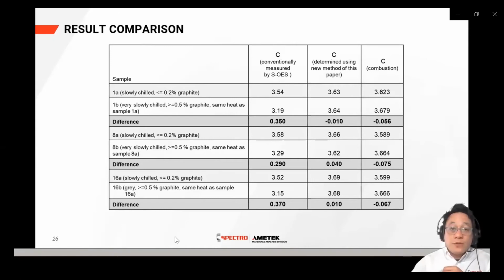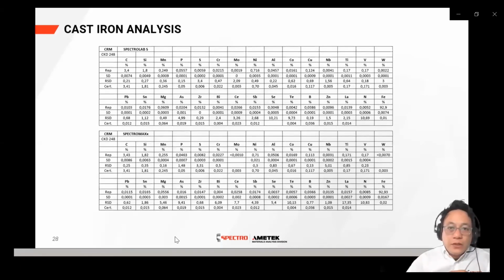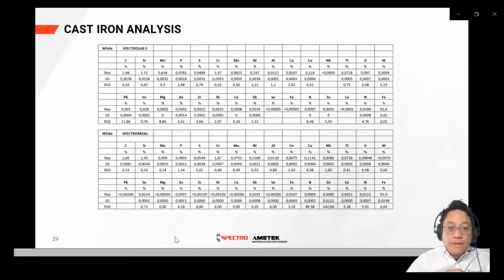So here and on the next slides, we have the analysis of a certified reference material to show the accuracy of these spectrometers. You can also see the accuracy with the certified reference material on carbon and alloying elements. And with white iron, we have a very precise analysis on carbon as well as all critical elements. It can control the melt.